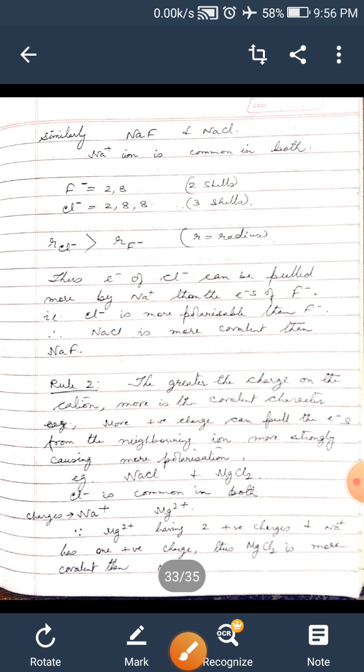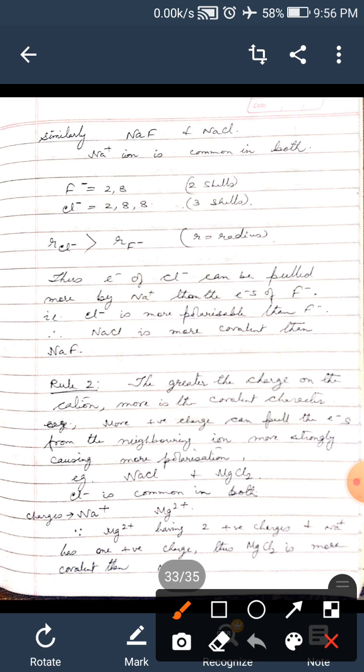You can see here I have kept the cation the same and we have changed the anion. We have taken sodium fluoride and sodium chloride. Now the rule says the larger the anion, the more will be the covalent character. Now out of fluoride and chloride, which one is larger? If we write the electronic configuration of fluoride, we find fluorine is 9 and its electronic configuration is 2,7. But when it forms fluoride, it gains 1 electron, it becomes 2,8. And chloride is 2,8,8.